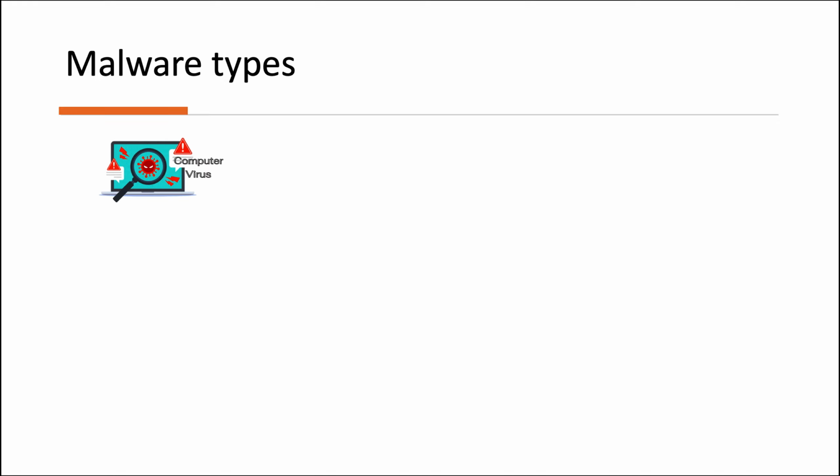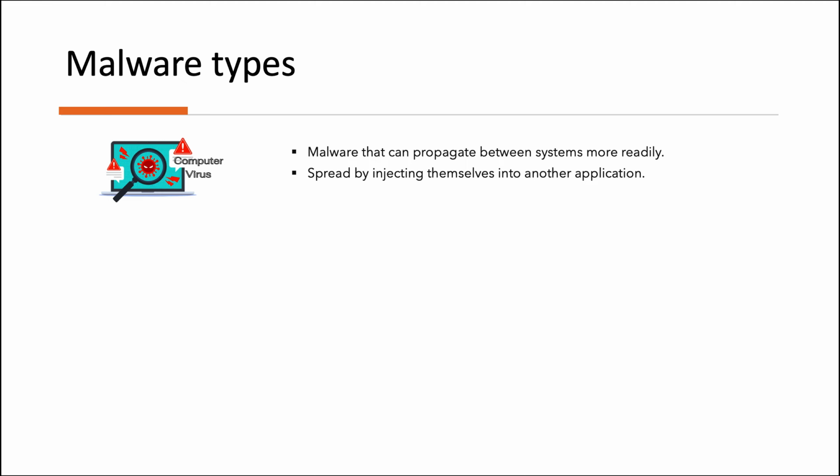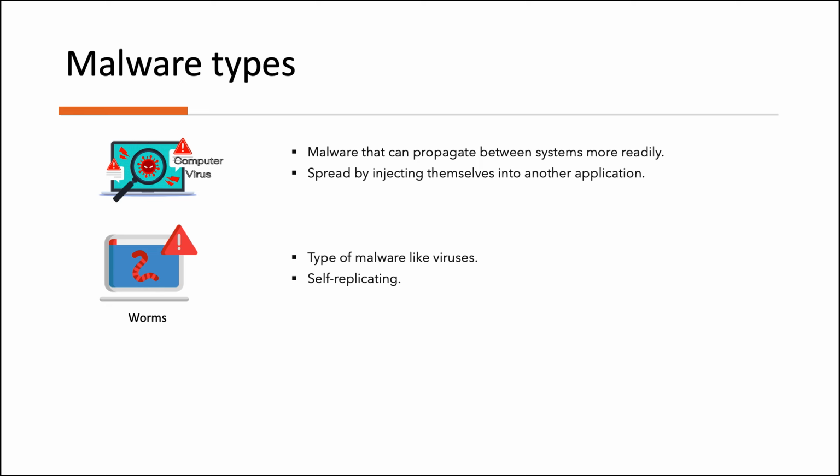Viruses are malware that can propagate between systems more readily. They spread by injecting themselves into another application. They rely on users to transport the infected application software to other victims. Then we have worms. Worms are a type of malware like viruses. Like viruses, worms are self-replicating. The big difference is that worms can spread across systems on their own, whereas viruses need some sort of action from a user to initiate that infection.